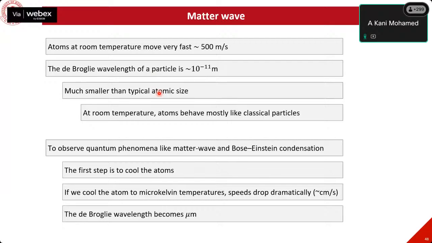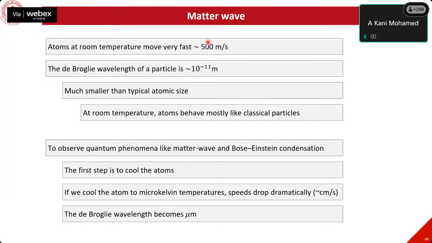So we are not going to see any quantum behavior. At room temperature, the gas atoms act like classical particles. They are not following quantum principles because of this extremely large speed that reduces the de Broglie wavelength of the atoms. So in order to observe quantum phenomena like matter waves, Bose condensation, and matter-wave interferometry, the first step is to cool the atoms.